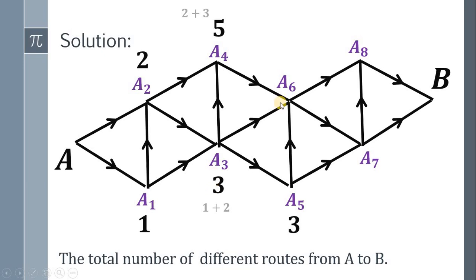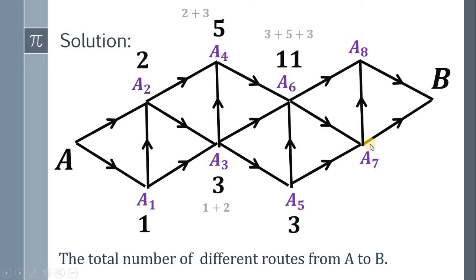How many different routes from A to A sub 6? To go to A sub 6, we need to go first to A sub 3, A sub 4, and A sub 5. Therefore, the total number of ways from A to A sub 6 is the sum of A sub 3, A sub 4, and A sub 5, which is 3 plus 5 plus 3, or simply 11 different routes.